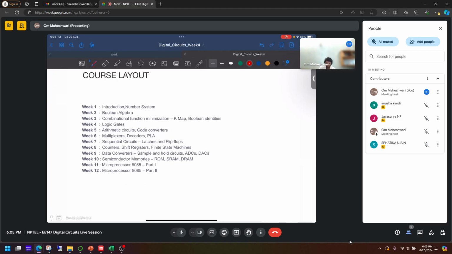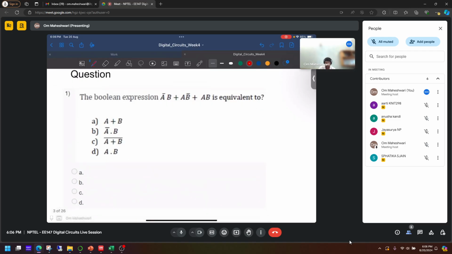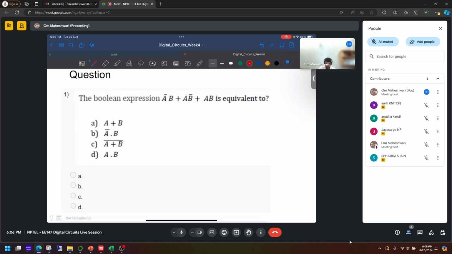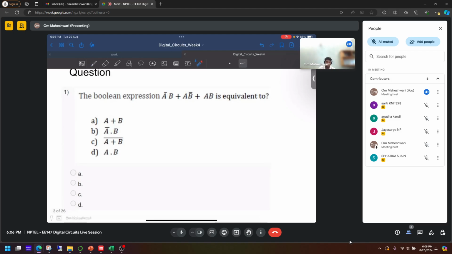In this week, mainly we will be solving some questions based on logic gates as well as a little bit of introduction to arithmetic circuits and some combinational functions also. Let us start. So let's start with some simple questions first.